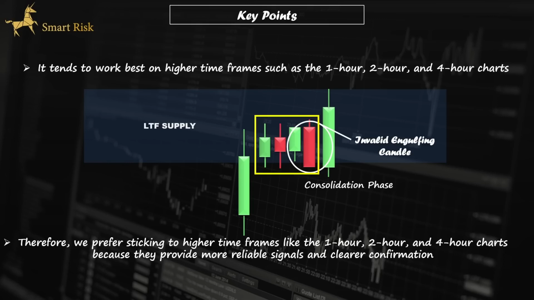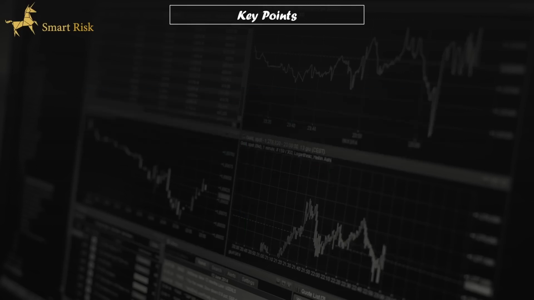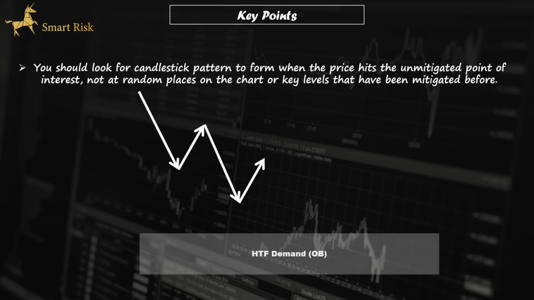As mentioned earlier, it's crucial to note that this pattern doesn't always occur in a 3-candle sequence. The main focus is on identifying an engulfing candle that breaks out of the point of interest zone and aggressively engulfs the previous reaction candle's body and wick. Another crucial point to consider is that you should look for this pattern to form when the price hits the unmitigated point of interest, not at random places on the chart or key levels that have been mitigated before.